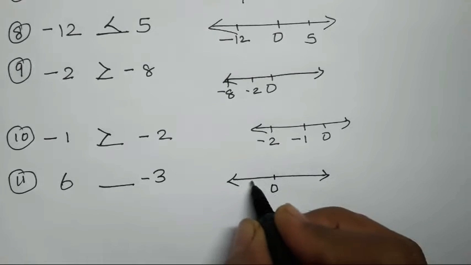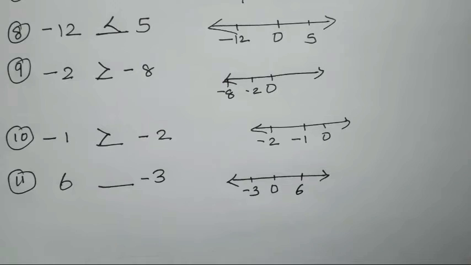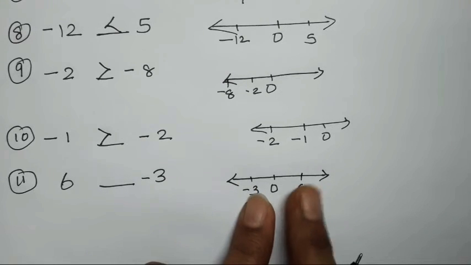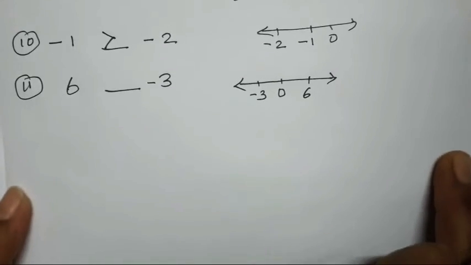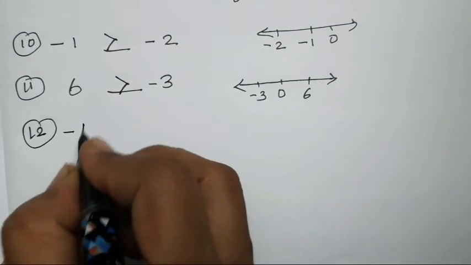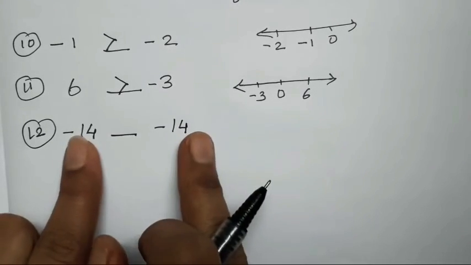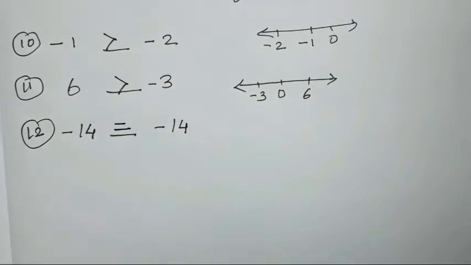0 will be over here, minus 3 will come to the minus side and 6 will come to the positive side. Which one will be greater? Always the right hand side finger. So 6 is going to be greater. Last sum, minus 14 and minus 14. Both are negative numbers, both the numbers are same, so they are equal.